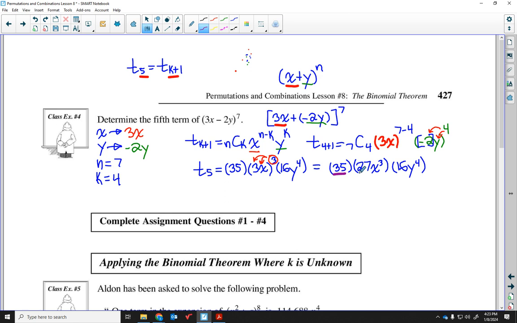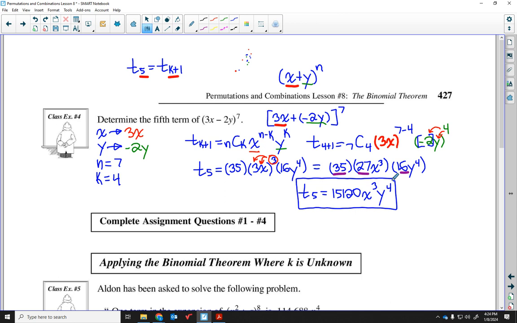Okay, to combine, just multiply all the numerical coefficients together, and then we can just leave the variables as they are because they don't combine. And then term 5 would be equal to, I'm just going to double check it right here. So 35 times 27 times 16, that's going to be 15,120. And then x cubed y to the power of 4. Okay, so that's term 5. And that's a pretty basic use of how the binomial theorem is going to operate.